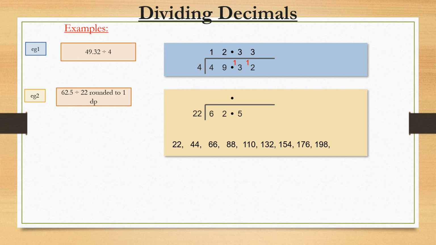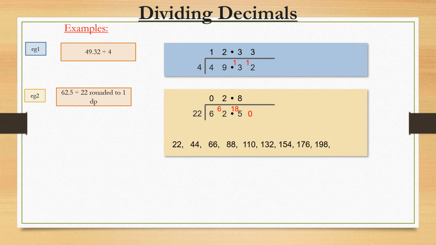Now, 6 divided by 22, you can't, so you put 0. 6 is left. Then the best answer to take with 62 is 44. It's in the second place, so it's number 2. 62 minus 44 is 18. And then you have 185. The best number for 185 is 176. If you count it, you will find it's number 8. So it means 8 times 22 gives you 176.